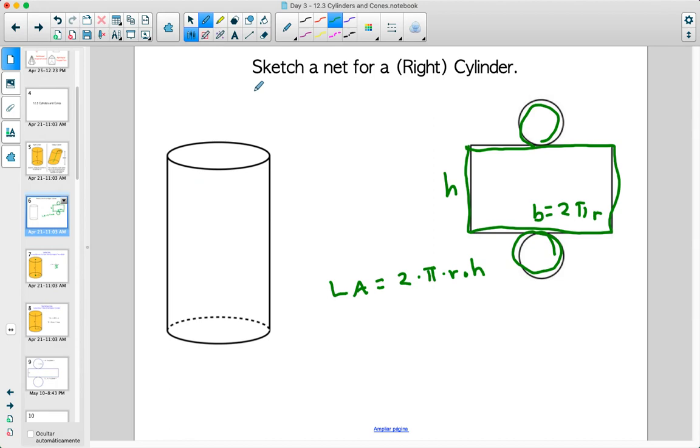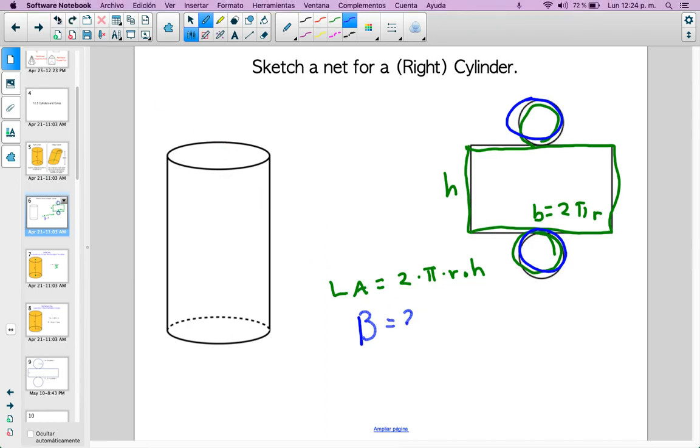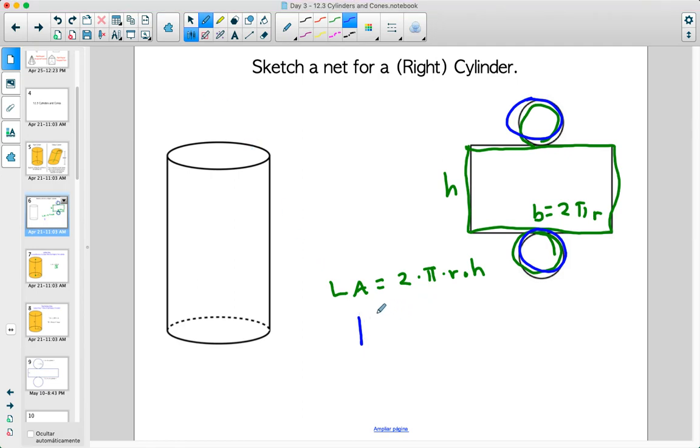So total surface area, you might see here, would also include the area of the circles. So we are also going to include the area of the circle. For the area of a circle, I'm going to put capital B. Capital B stands for the area of the circles. That is pi r squared, as you might recall it.